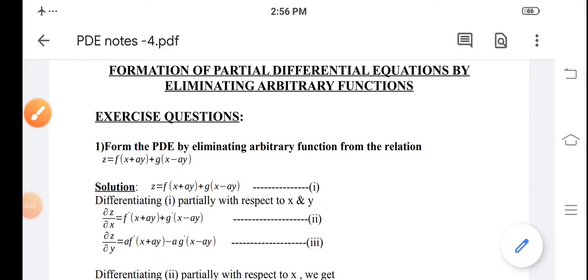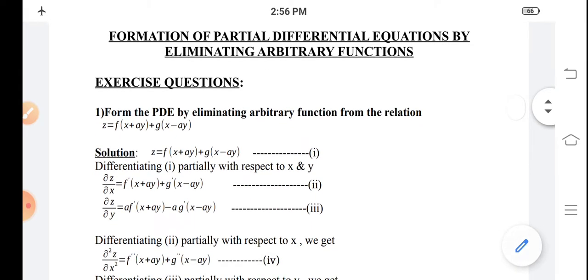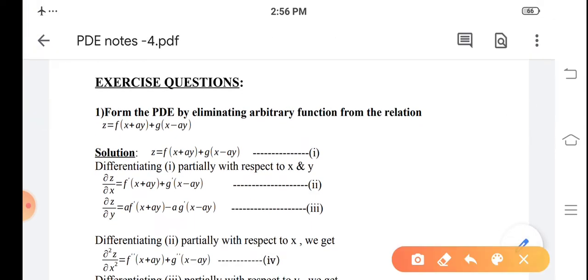Hello students, today in this video lecture we shall learn to solve problems on formation of partial differential equations by eliminating arbitrary functions. Let us see the first problem.